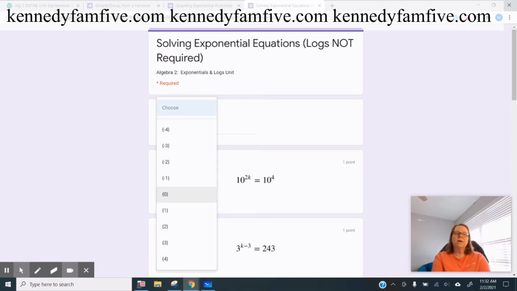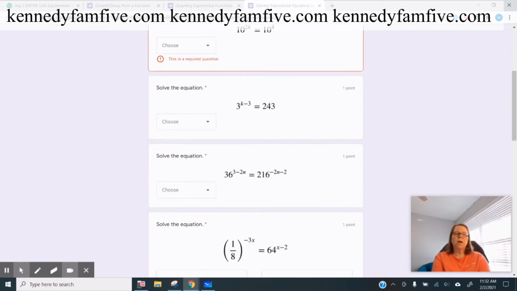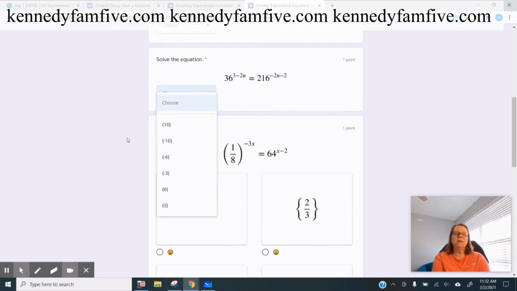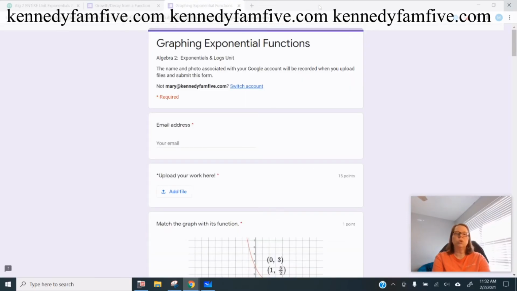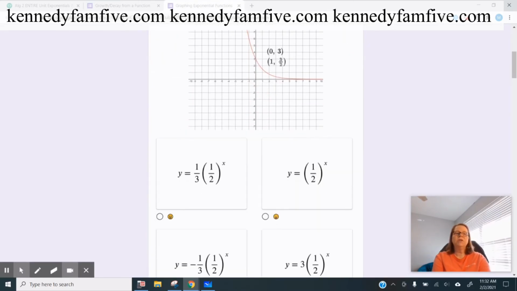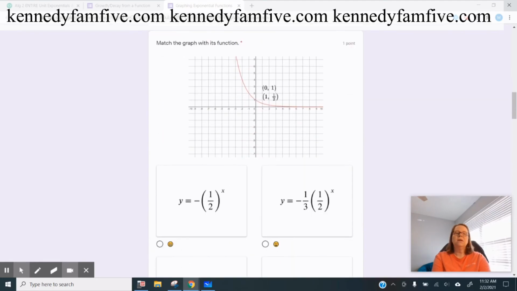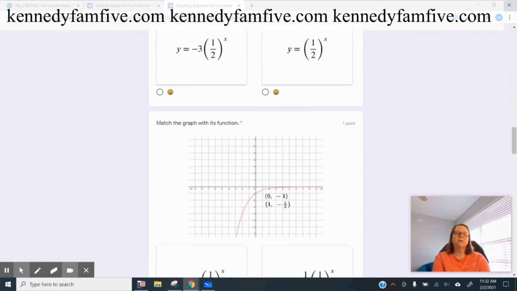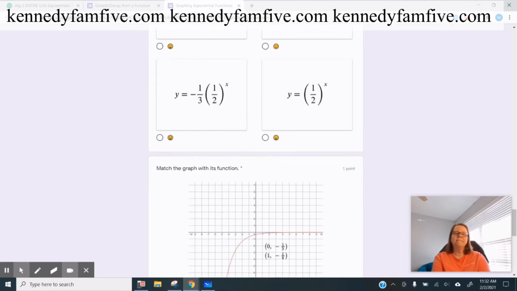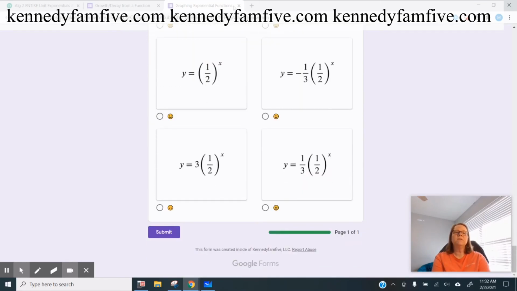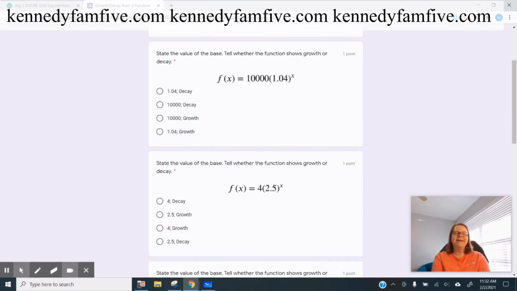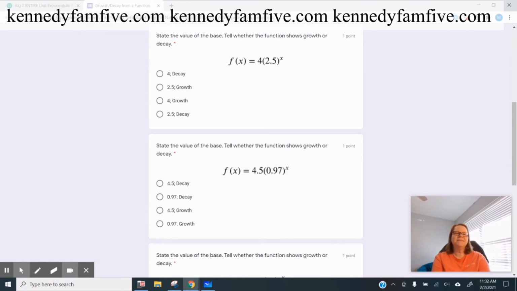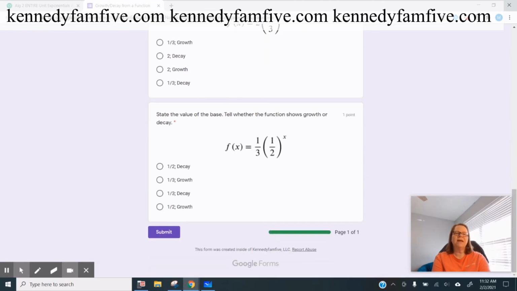And then solving exponentials, logs not required. So you get an idea here of what the answers look like. Graphing exponentials. And there you go. 5 problems. I believe that was 5. And then where are we? Growth and decay. Yep. So looking at whether this is a growth or a decay, and super straightforward.